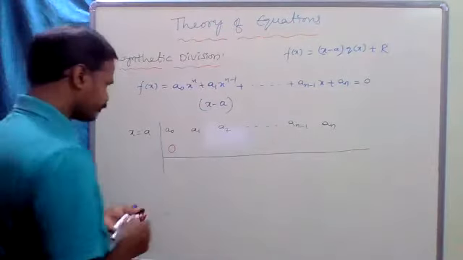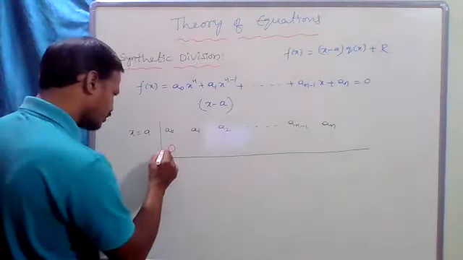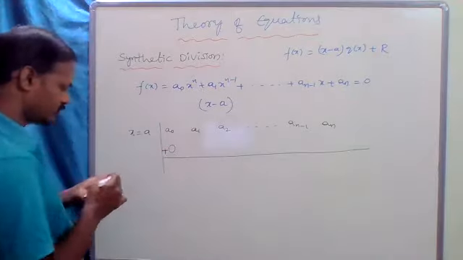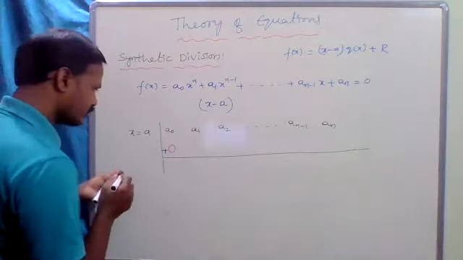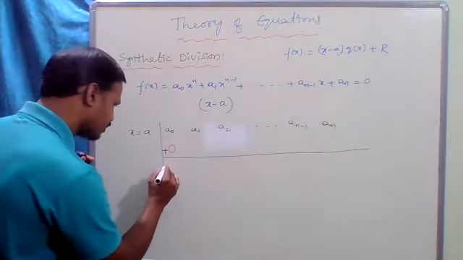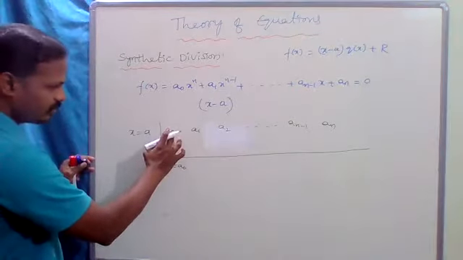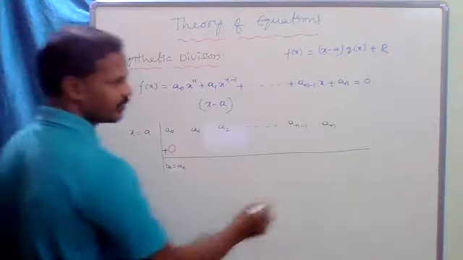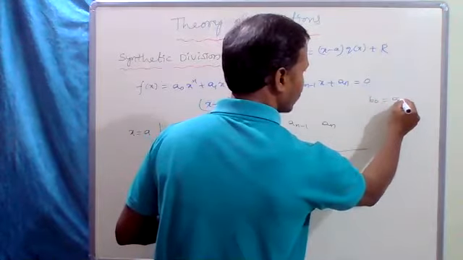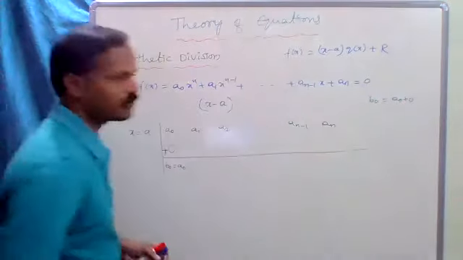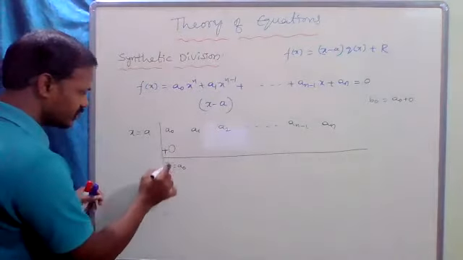Fine. Now here you have to make addition. This one and this one. So a naught plus 0, which is a naught. I will write this as b naught. B naught equal to a naught in this case. I will call a naught plus 0 as b naught. Remember, b naught equal to a naught plus 0. So this is b naught now.